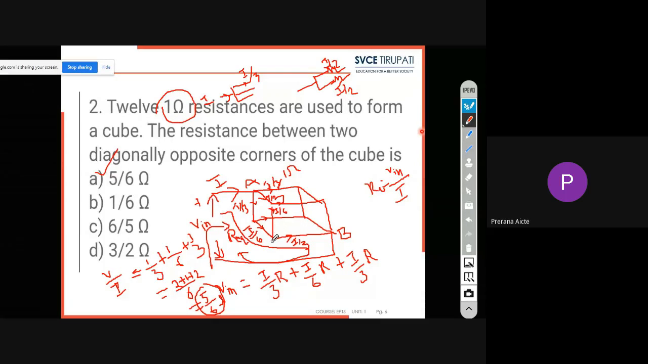Don't worry. Generally they will give this type of problem, so we need to analyze the circuit first. What they have given, what we need to find.